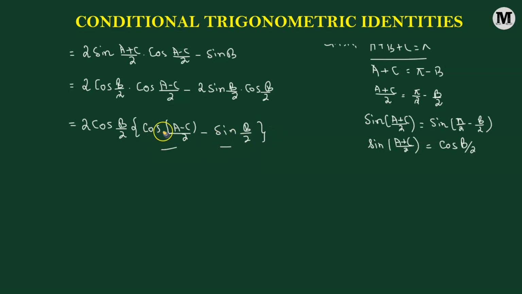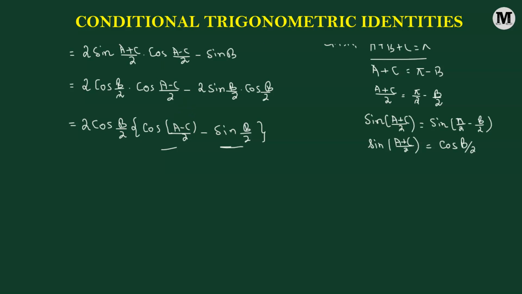But the problem here is one is a cosine function and the other is a sine function. We want both of them to be the same. That means if one of them is cosine, we want the other to be cosine. Or we can say if one of them is sine, we need to convert the other to sine. Only then can we add or subtract the trig functions. So we'll try to convert the second term, sine b over 2, to a cosine function.